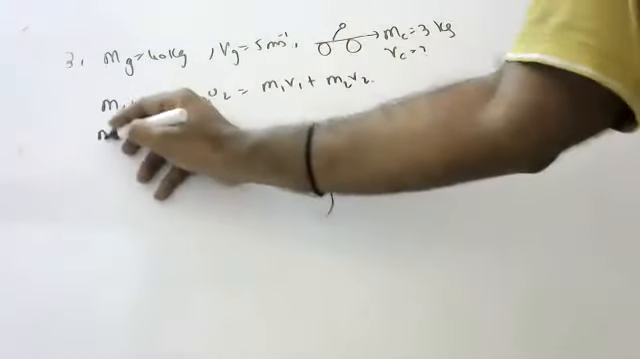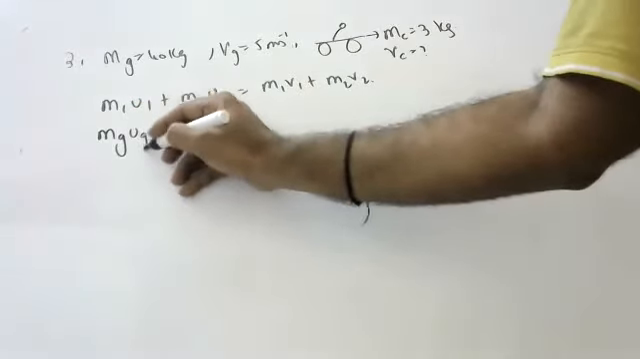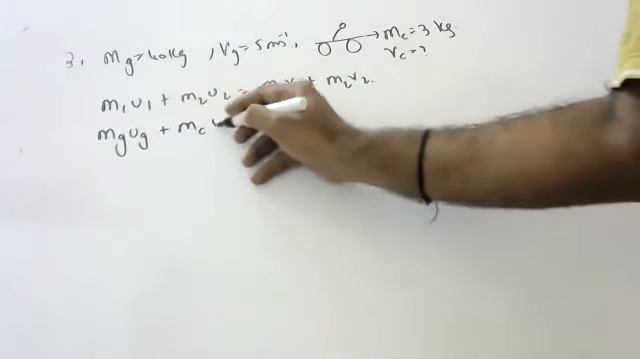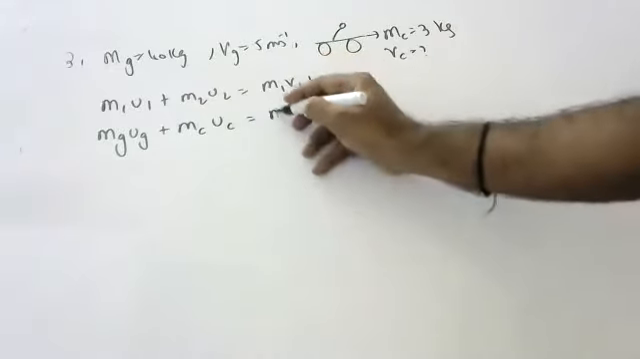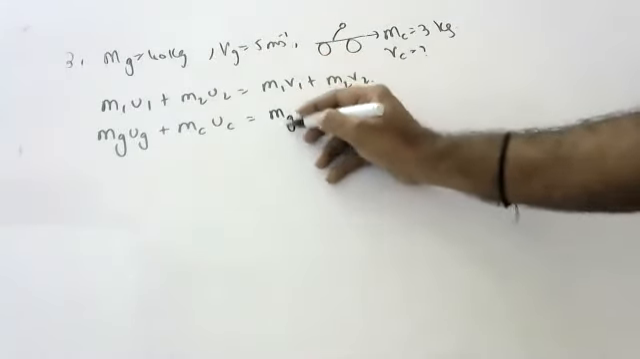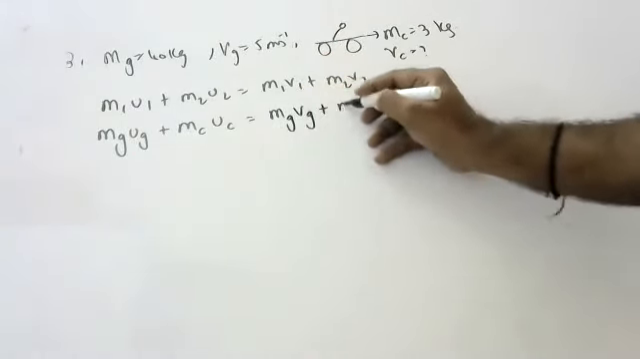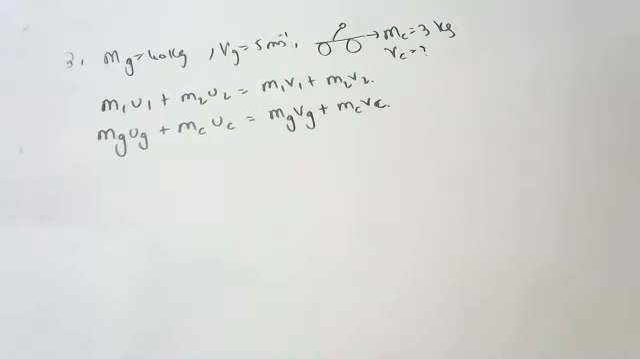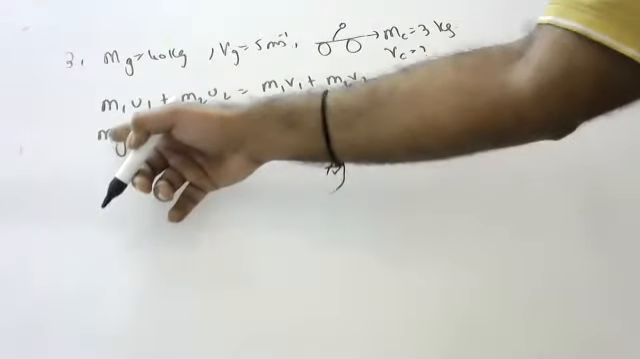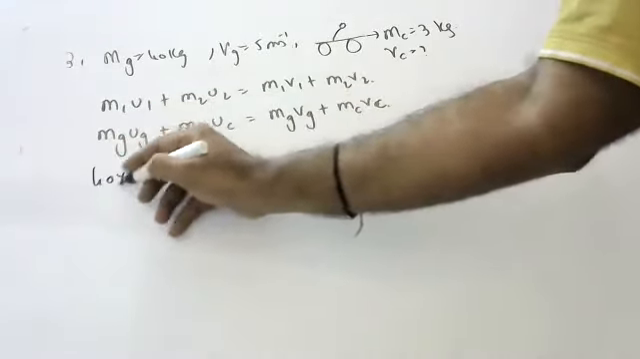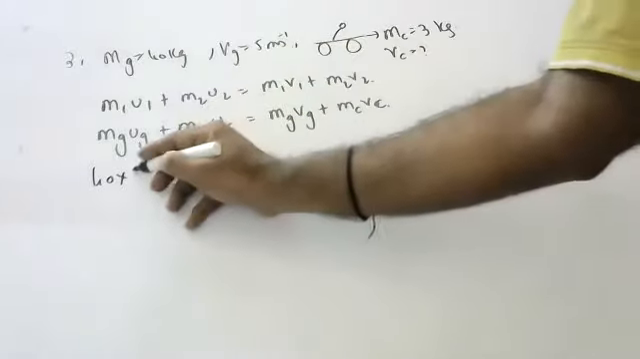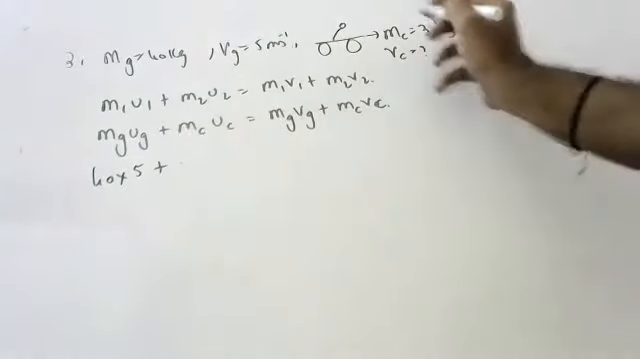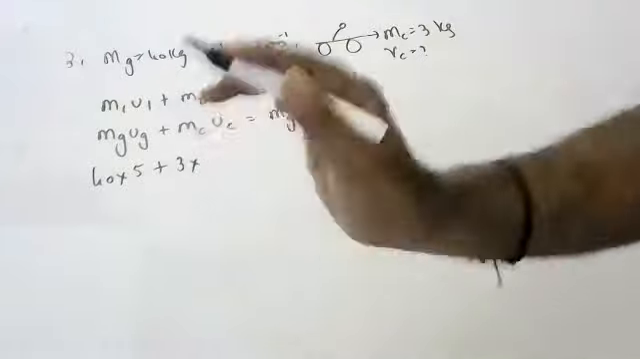Mass of girl, velocity of girl, mass of cart, initial velocity of cart; mass of girl, final velocity of girl, mass of cart, final velocity of the cart. Yes, children. So, see here. A girl is 40 kg. She is jumping with 5 meters per second. Mass of cart is 3 kg. Initially, cart is at rest.